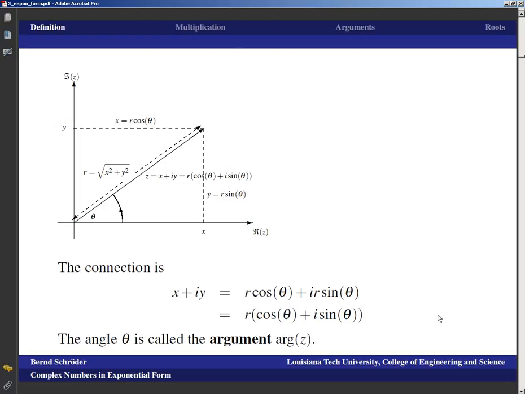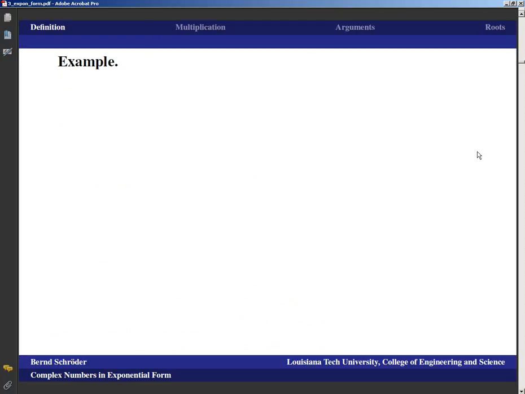Okay, the angle theta is also called the argument, lowercase arg z, of the number, and we'll talk about arguments in just a little bit. And r is just the absolute value of z, as was defined in the previous presentation. Okay, let's take a look at an example.